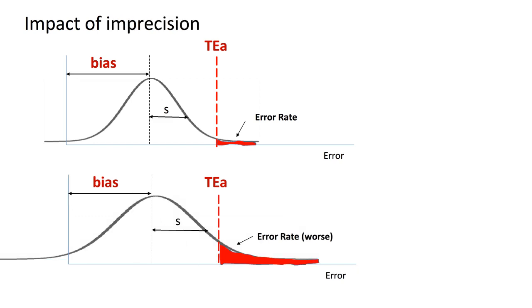And now let's take a look at the impact of imprecision on the serious error rate. In the upper panel, we see that imprecision is relatively low, and a small percentage of results exceed the total allowable error, so the error rate is low. In the bottom panel, the bias is unchanged, but the imprecision has increased. And you can see that the proportion of results exceeding the total allowable error has increased. And this shows that the increased variation increases the serious error rate, and this is why we are waging a war on variation.